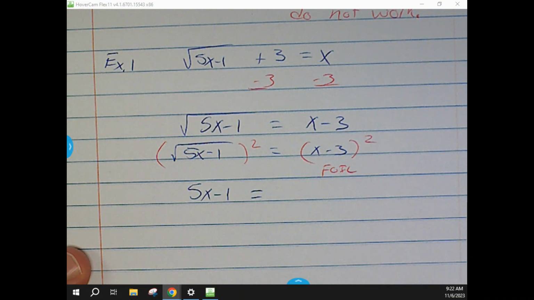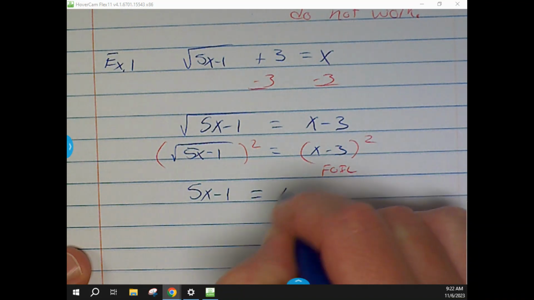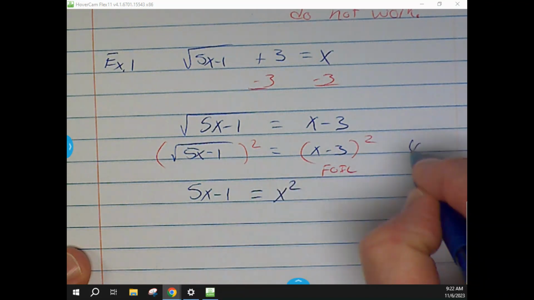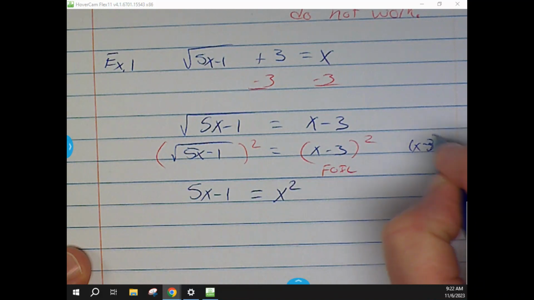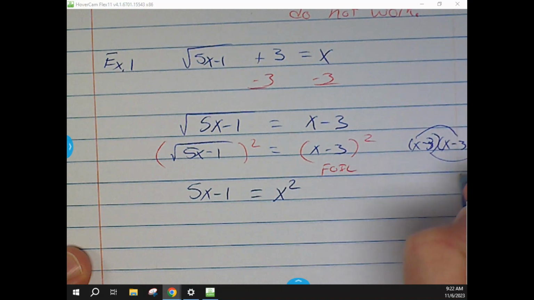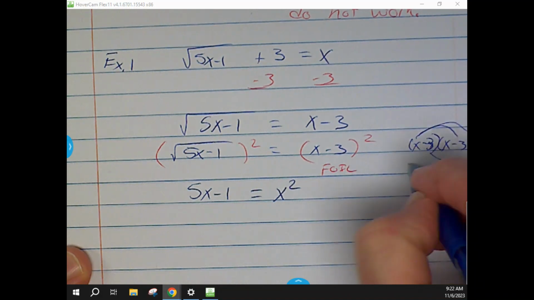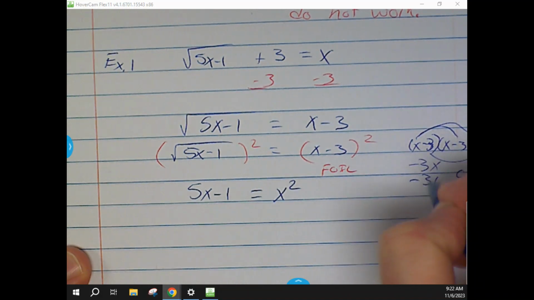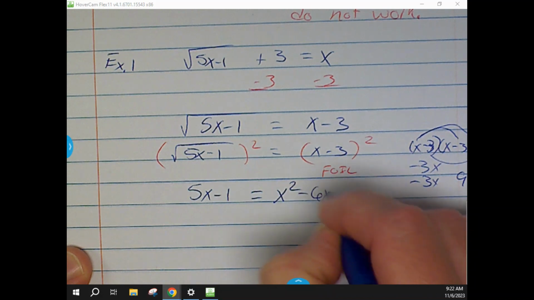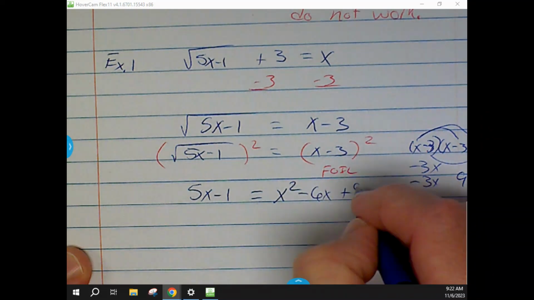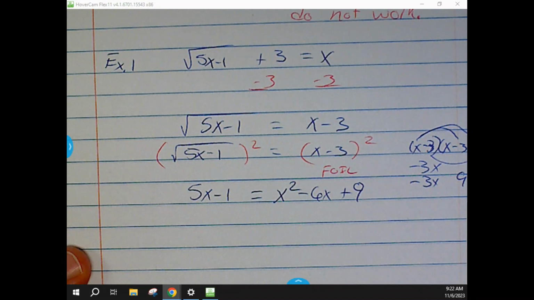So when we go through and do that one, we're going to be left with x squared, we know we're going to get 3 times 3 and get 9, but we've got a negative 3x and a negative 3x. So it's going to get us x squared minus 6x plus 9.